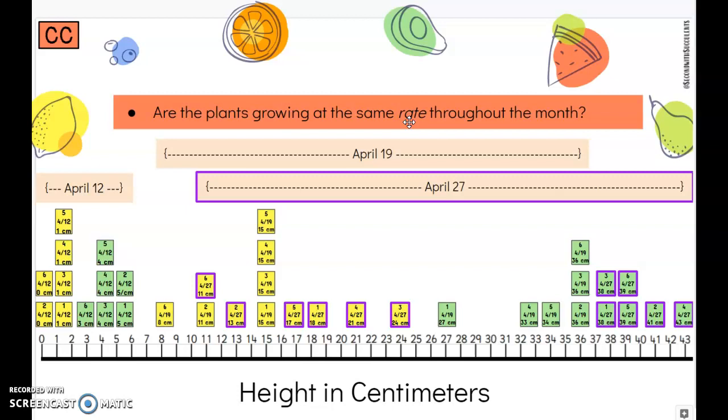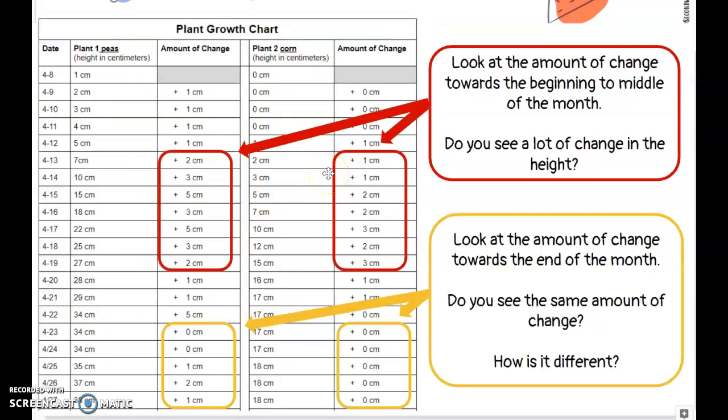Let's take a closer look at the change in our plant's heights by looking at our plant growth chart. Now let's first look at these little boxes here in red. Look at the amount of change towards the beginning to the middle of the month. That's what we're looking at here. Do you see a lot of change in the heights of our seedlings? Show a thumbs up if you're thinking, yeah, that's quite a bit of change. Or a thumbs down if you're thinking, 5 centimeters a day, that's not that much.